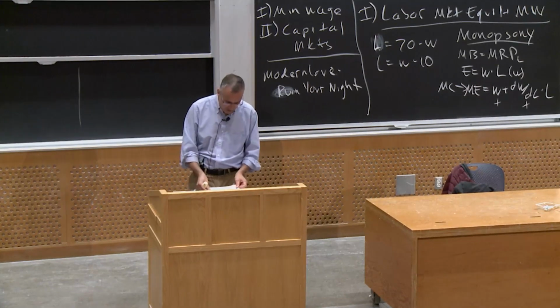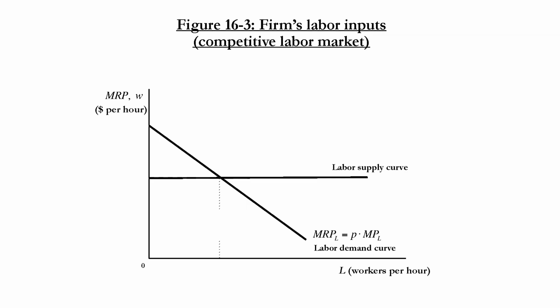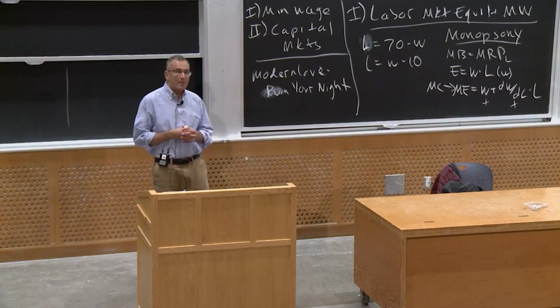So 16.3, that's the perfectly competitive case. The marginal benefit of hiring another worker is the marginal revenue product of labor. The marginal cost is expressed by the wage, which is determined by a perfectly competitive market. But 16.4 is a monopsony.